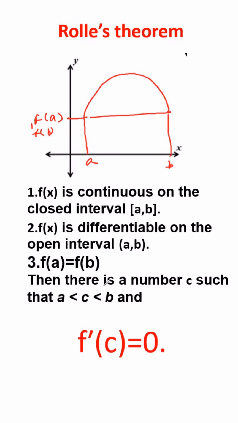So it says that there must be a number c such that f prime of c would be 0. So there must be a point where the slope, the instantaneous rate of change, is equal to the average rate of change. The average rate of change is 0, so it's a horizontal line. So it must be equal to this.